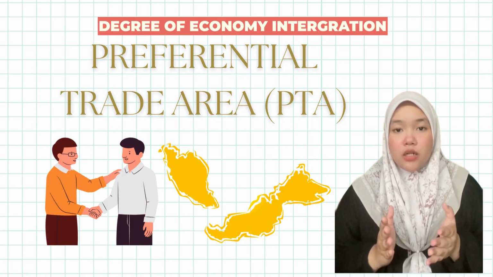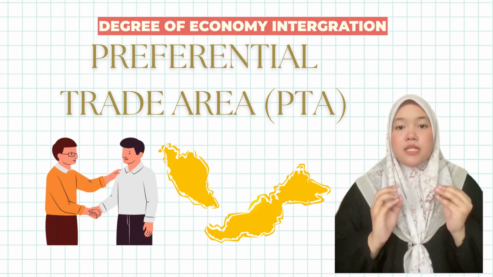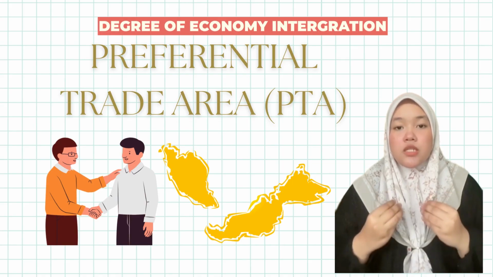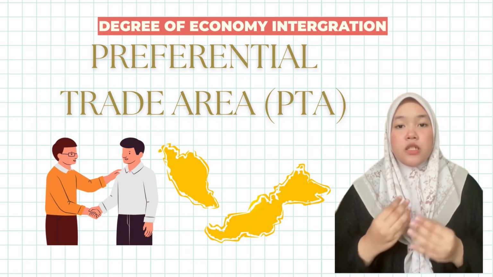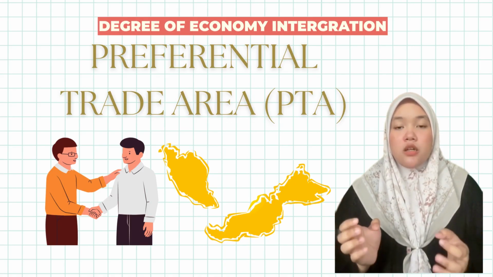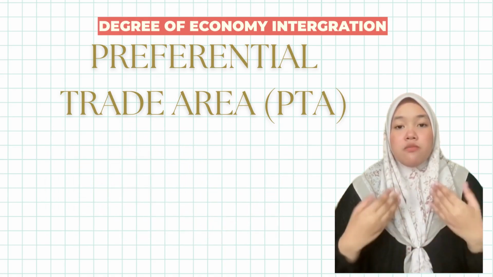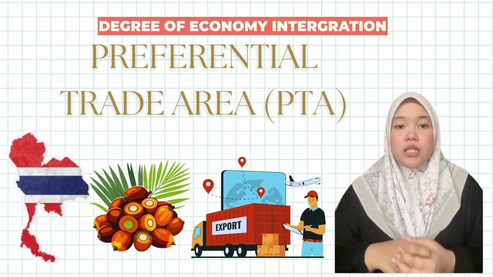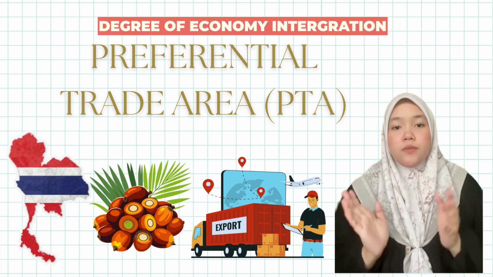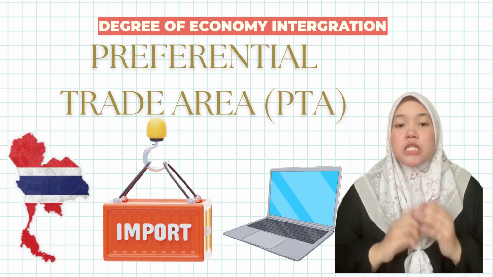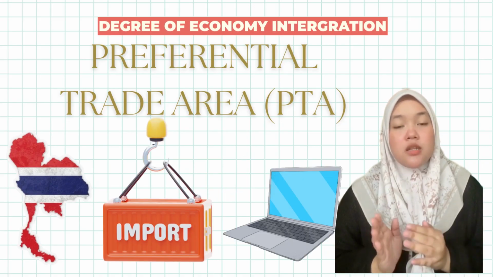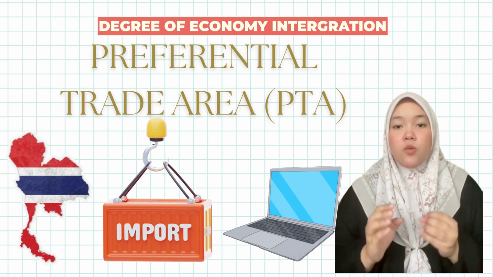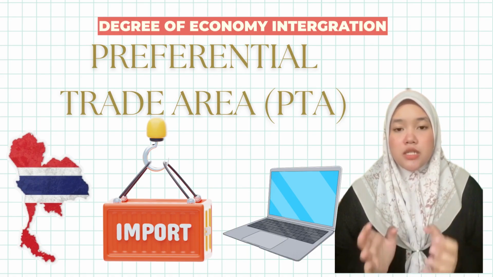The main effect of a PTA is that member countries enjoy lower tariffs on the specific goods, which encourages trade in those products without fully liberalizing trade across the board. Imagine Malaysia exports palm oil to Thailand with reduced tariff under the agreement, while other products such as electronics still face the normal import tax. This allows countries to gradually increase cooperation while protecting sensitive industries.